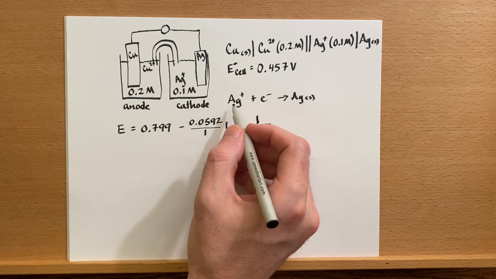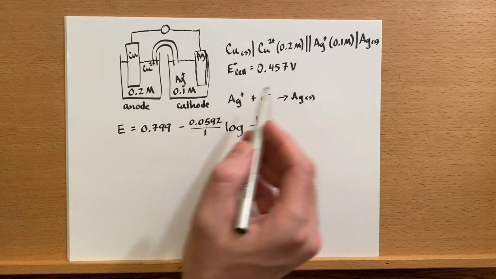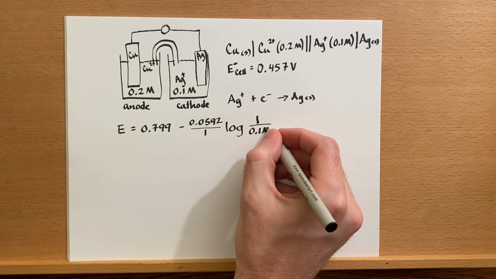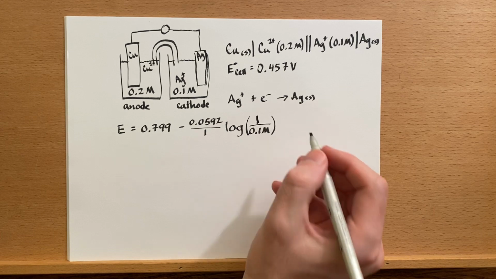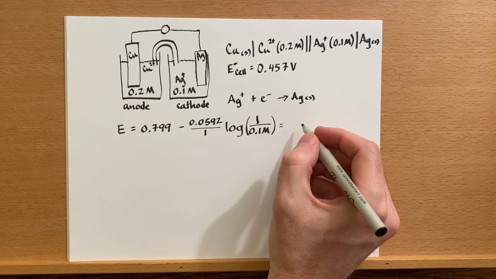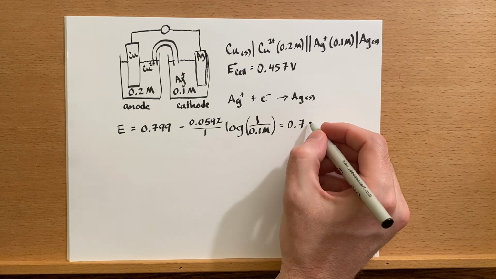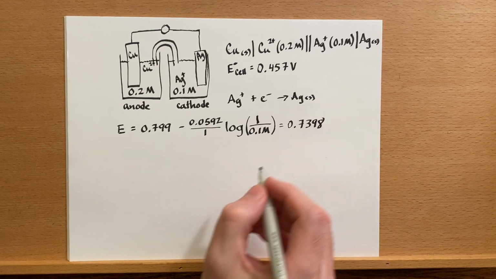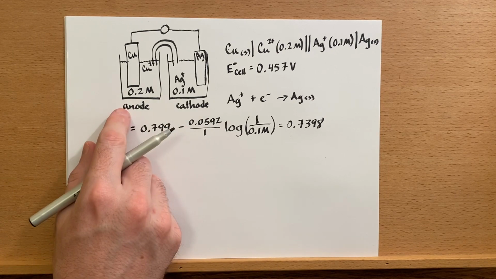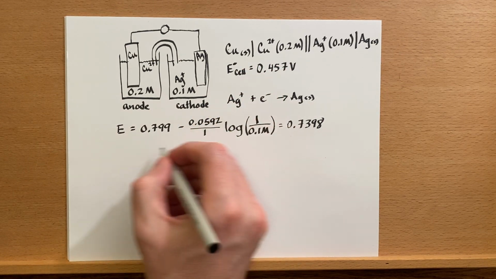And then divided by silver ion concentration. And in this case, our silver ion concentration is 0.1 molar, so I'm just going to write 0.1 molar right there. Now, we just evaluate this expression, and that should equal 0.7398 volts. Now, we'll do the same thing for our anode, or our copper portion. I'll go ahead and write the reaction right over here.